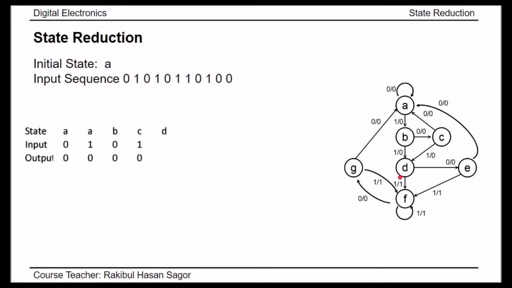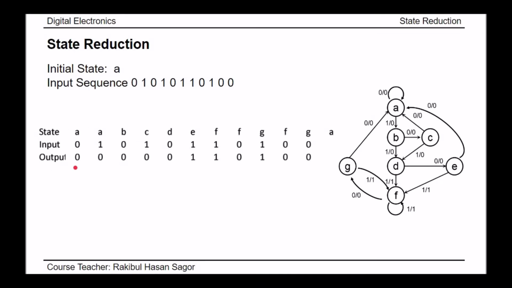Being at D, the next input is 0. So if 0 is given, it will go to state E giving an output of 0. Now being at E, if the next input 1 is given, the next state will be F and the corresponding output will be 1, that is written here. In this way we can keep plotting our table and get the next state and the output sequence. Here for any input sequence we are getting a particular output sequence.